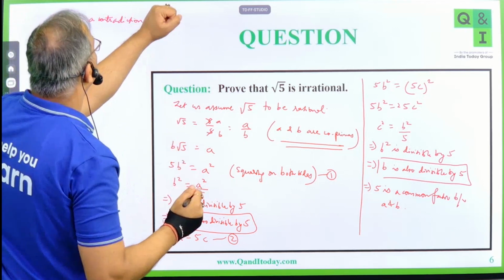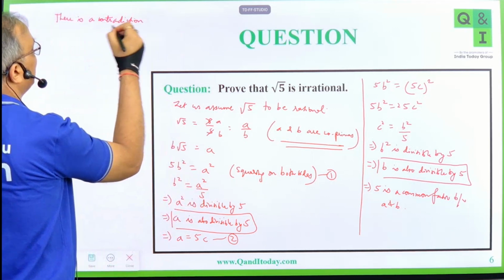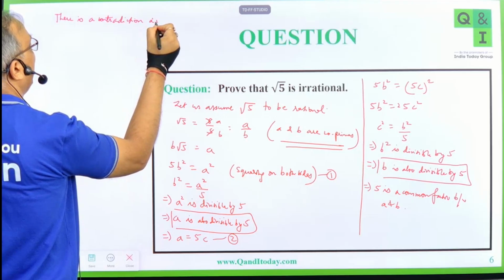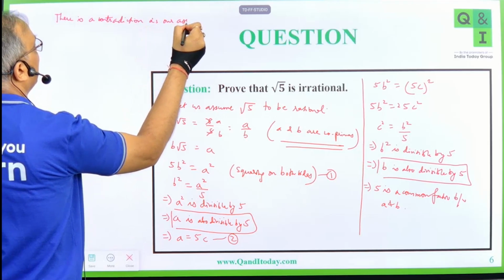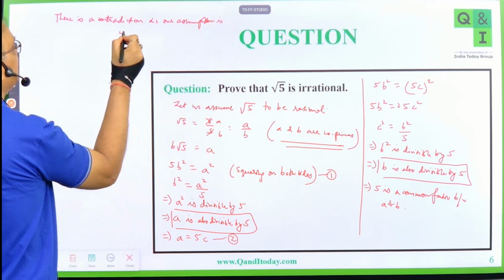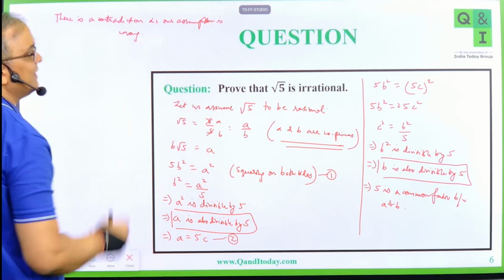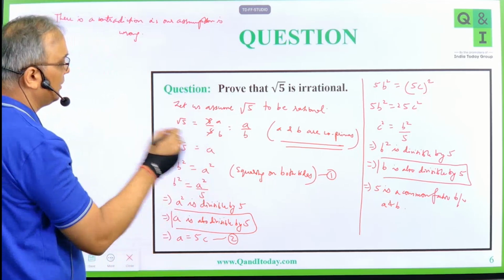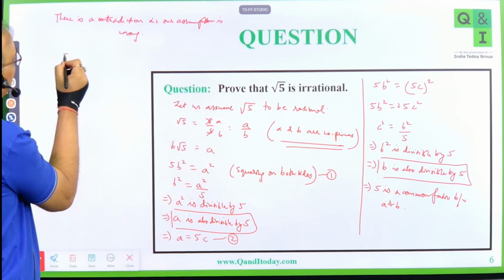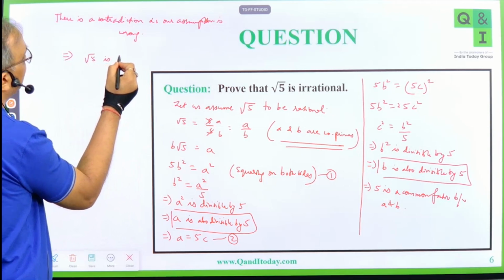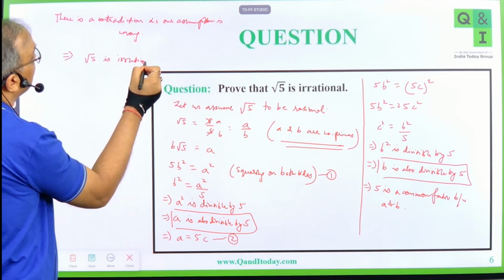So there is a contradiction here, and this is because our assumption is wrong. So since our assumption is wrong, students, that means root 5 is irrational.